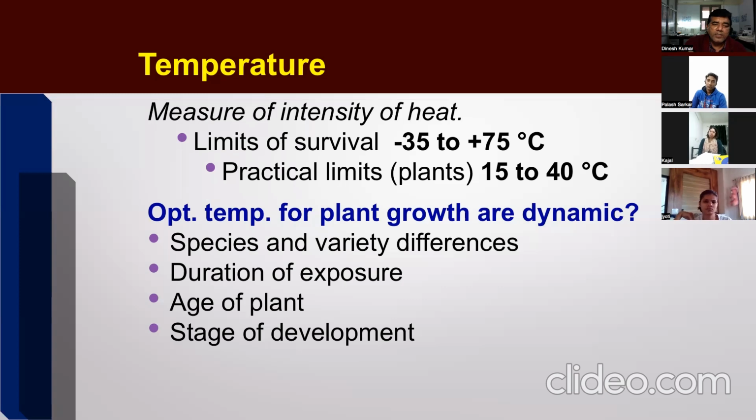Okay, and third one is stage of development. Stage of development or age of the plant are quite similar. At what stage is it, is it flowering, is it grain filling, and so on. So you have seen that optimum temperature varies according to the plant species and variety, and also the stage of growth. This is important. Now question comes, why temperature is important?